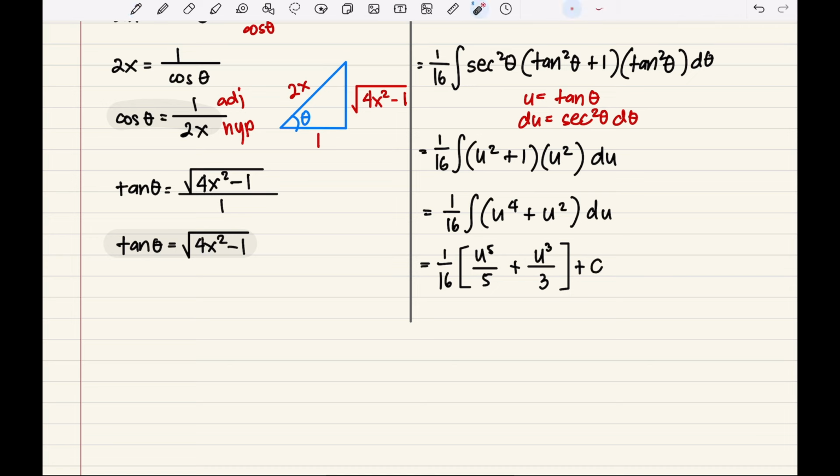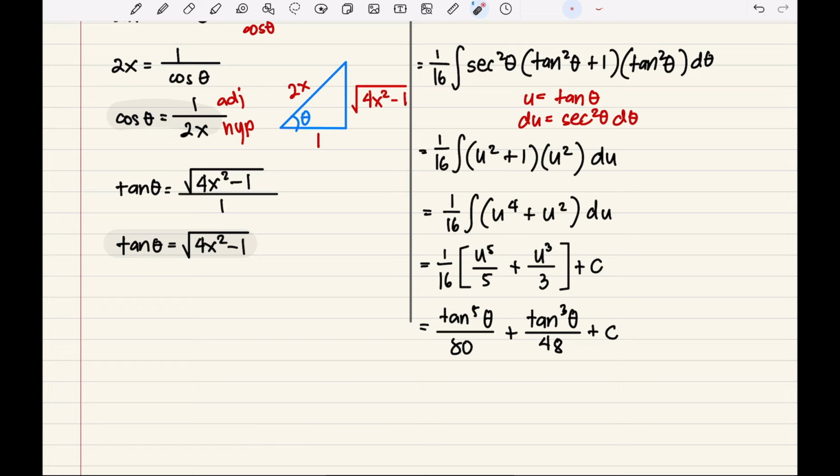And then next, we will distribute 1 all over 16 to both sides of the equation, and lahat ng u papalitan natin ng tangent theta. So u raised to 5 magiging tangent raised to 5 theta. And then 16 times 5, that is 80. And then plus, we have u cube, magiging tangent cube theta all over 16 times 3 is 48. And then plus c.